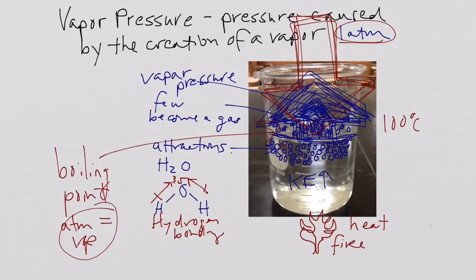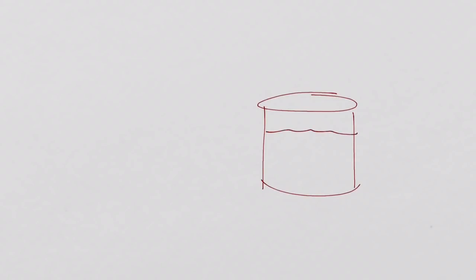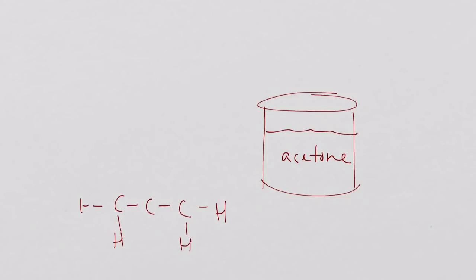Okay, so now how can we adjust this? Well, we can always adjust it by, let's say, instead of water, let's say we have a liquid that's more like acetone. Acetone looks something like this, the molecule. Lots of CH's, one double bond, and looks like that.